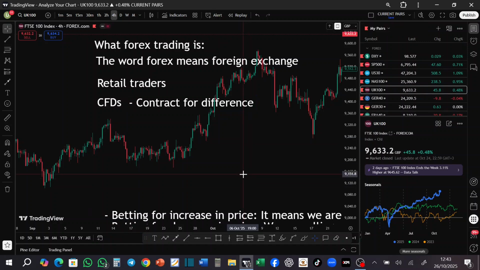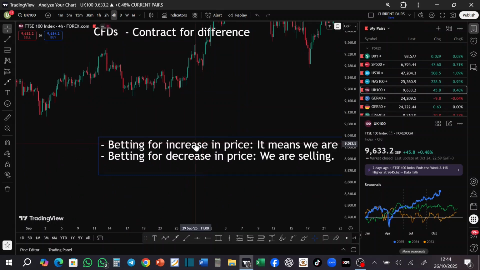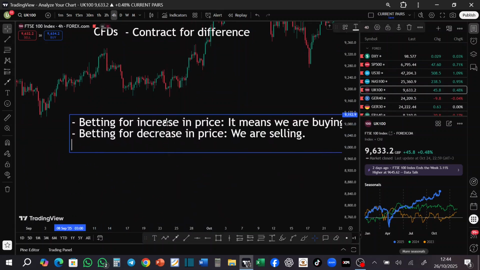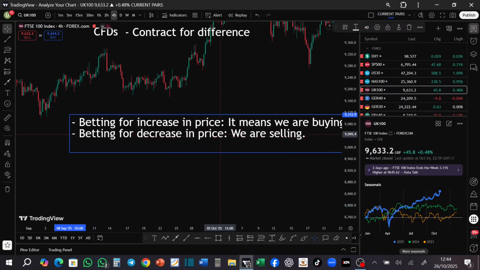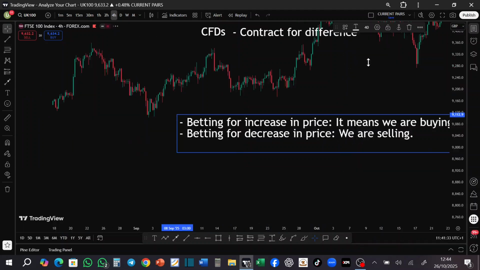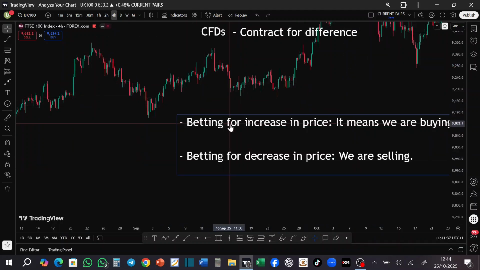Okay, and then I explained that forex trading is more like betting. Why did I say more like betting? Because I said in forex trading, what we do actually, we bet for price increasing or for price decreasing. Okay, that's what we do.